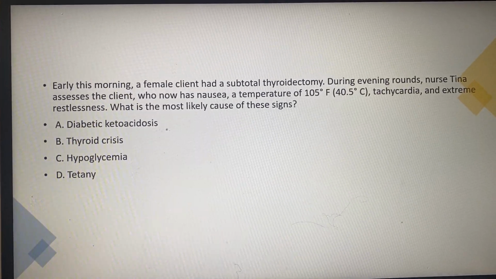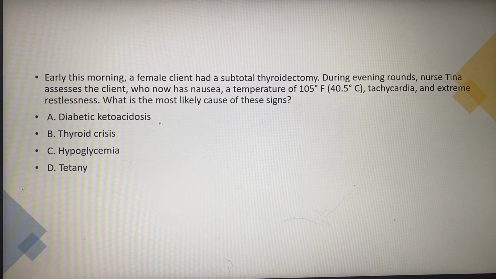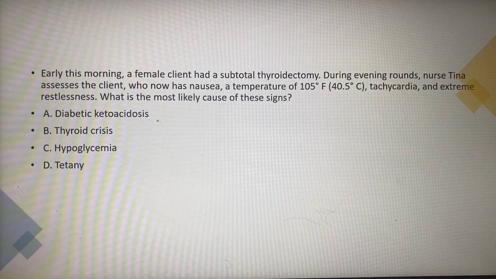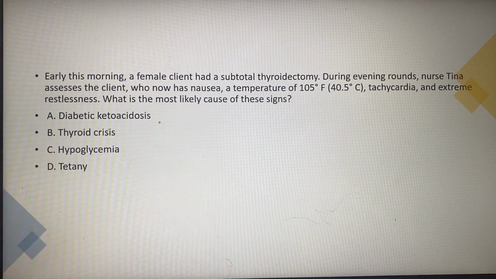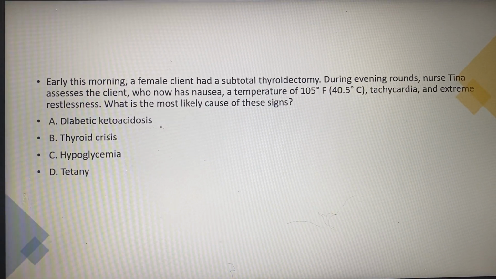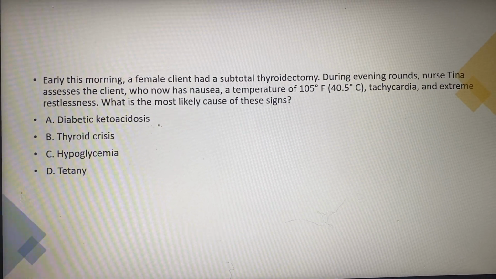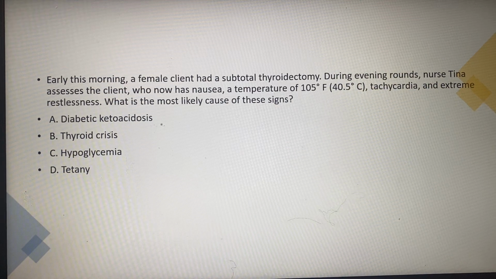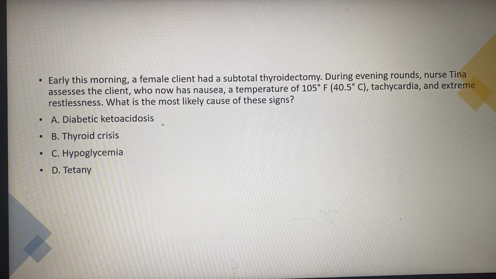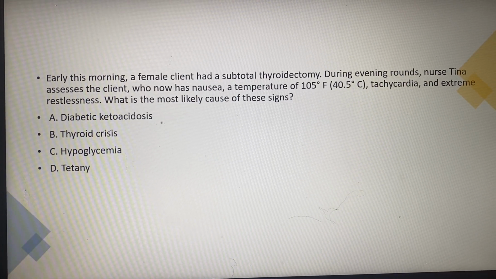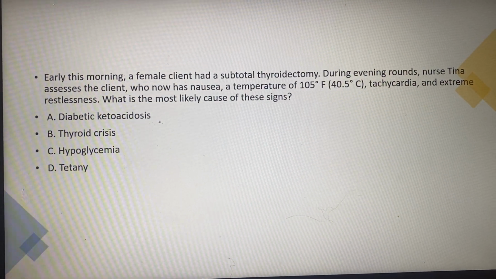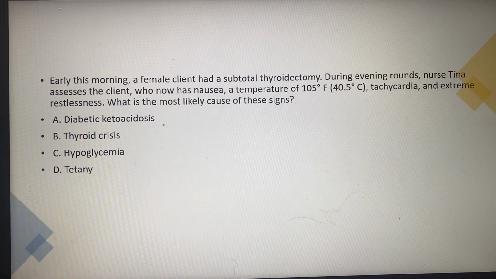So today is Tuesday, September the 9th. Early this morning, a female client had a subtotal thyroidectomy. During evening rounds, nurse Tina assesses the client who now has nausea, a temperature of 105 degrees Fahrenheit, tachycardia, and extreme restlessness. What is the most likely cause of these signs?